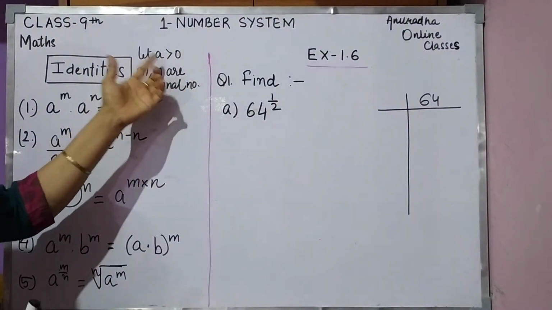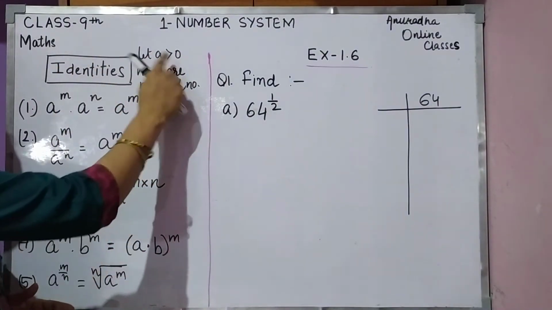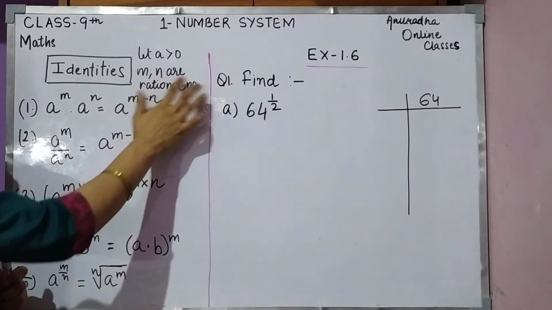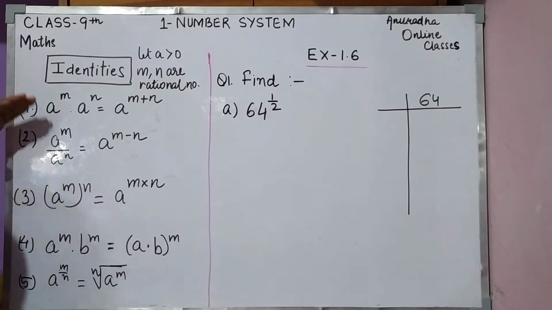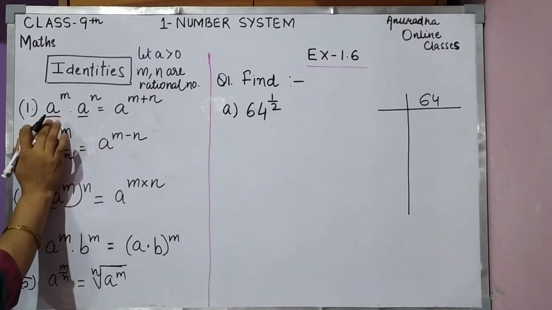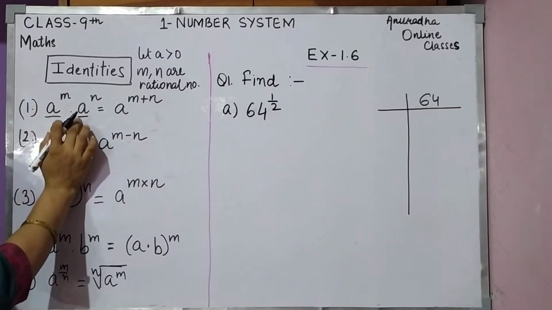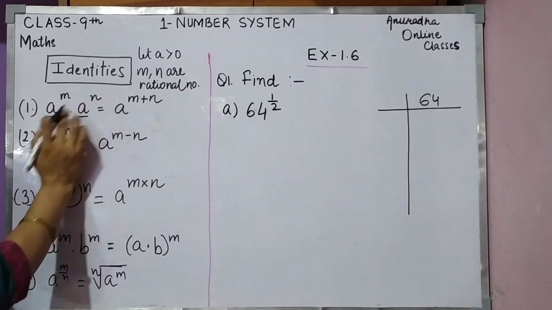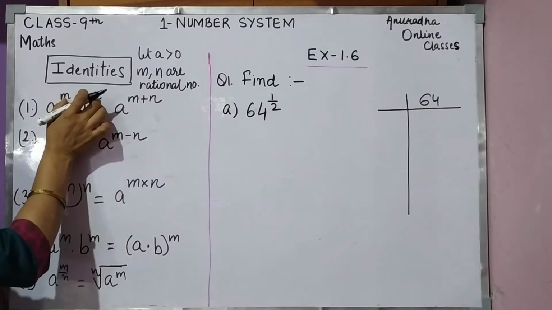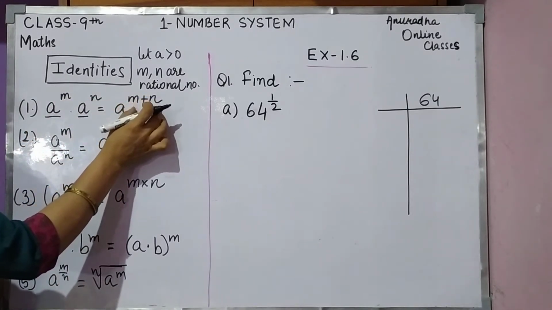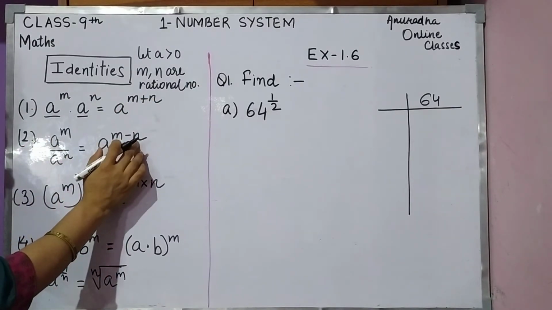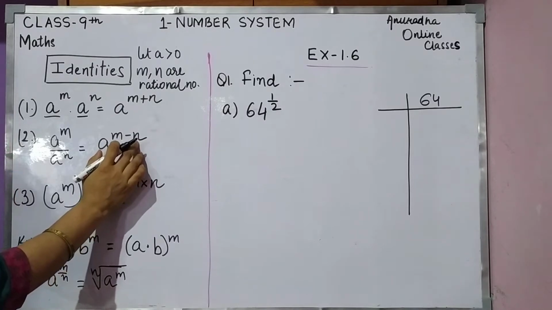Let a be a real number and a is greater than 0. We have to take this. Then m and n are the rational numbers. Okay, right? Now see what are our identities when we are having a to the power m into a to the power n. Then multiplication is there and bases are same. That means we have to add up the powers. Okay. Now come to the next one. अगर divide करेंगे, what we have to do? Powers को हम subtract करेंगे.